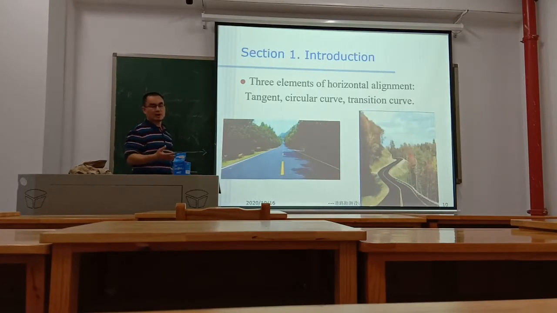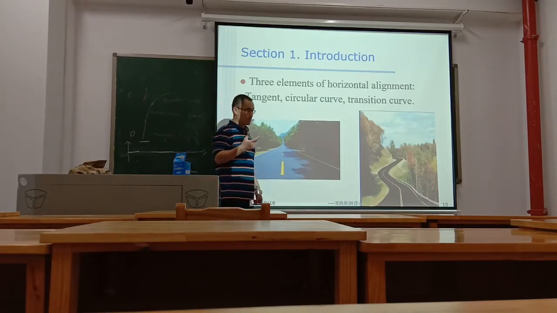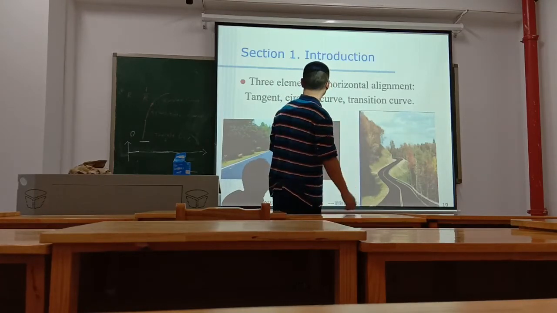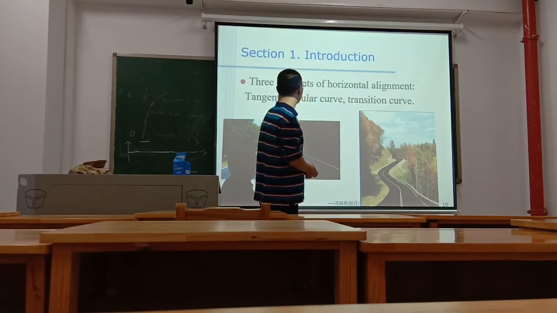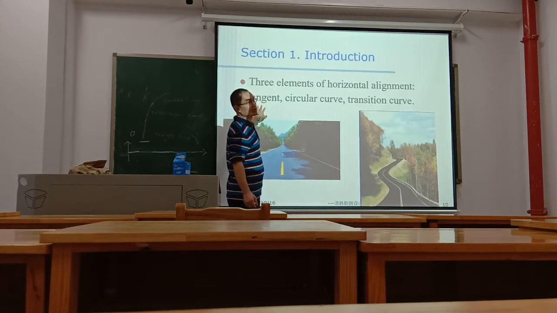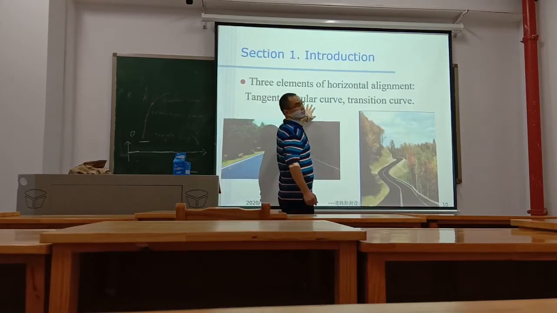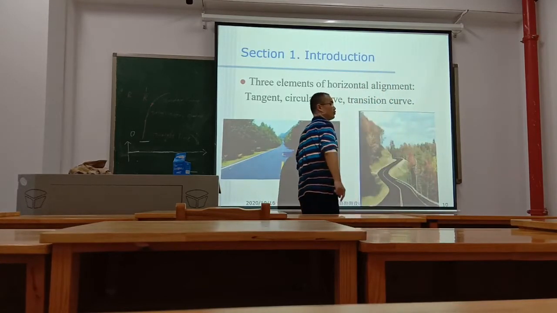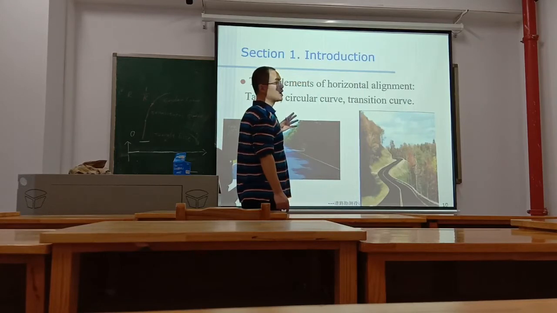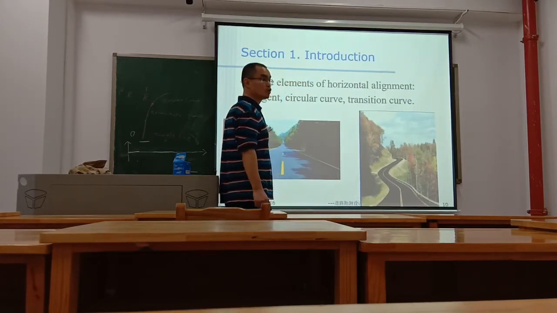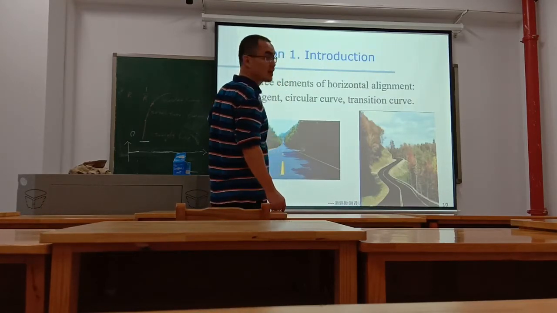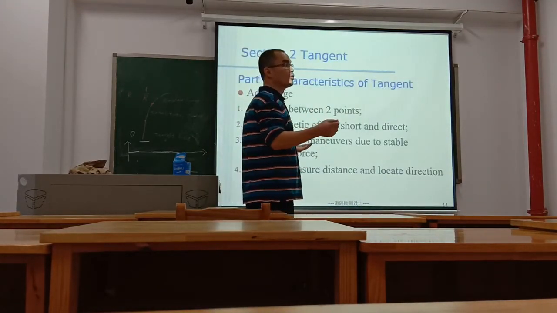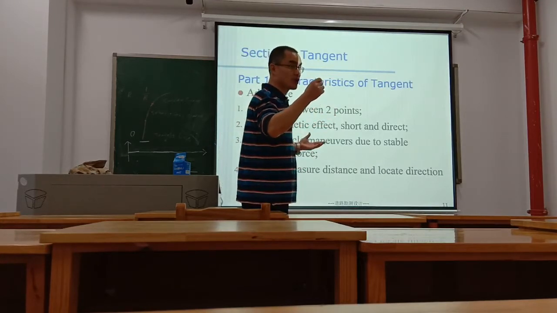So there are three elements of the horizontal alignment. One is the tangent, or straight line. Tangent is a straight line. Circular curve and transition curve. A transition curve can be located between a straight line and a circular curve, or between two circular curves with the same direction.